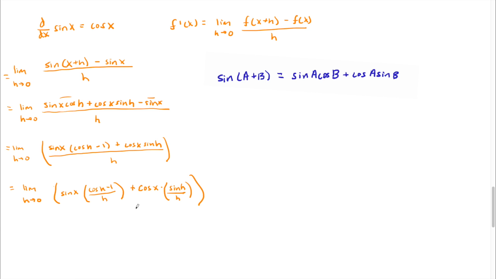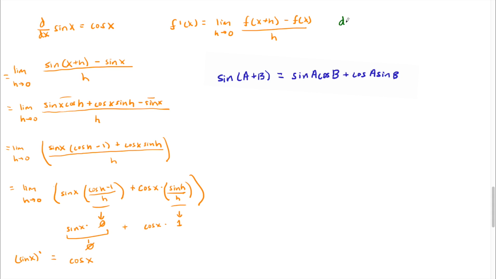And then if we were to take the limits of these two common limits right here, we know that this evaluates to 0 and the other evaluates to 1. And we can go ahead and get rid of that limit as h tends to 0 because we've eliminated all our h's. So that means sine x times 0 plus cosine x times 1. Well, that just leaves 0 plus cosine x, which evaluates to cosine x. The derivative of sine x is equal to cosine x.